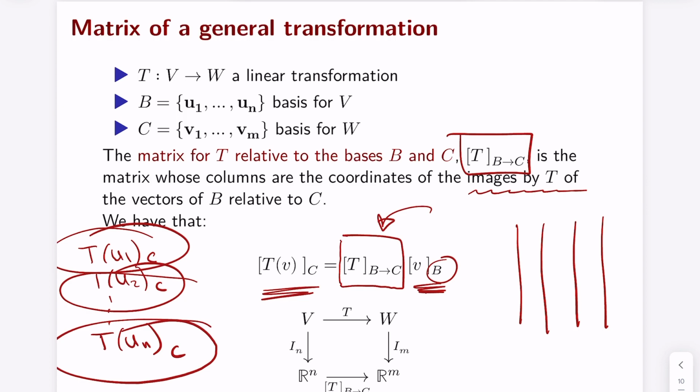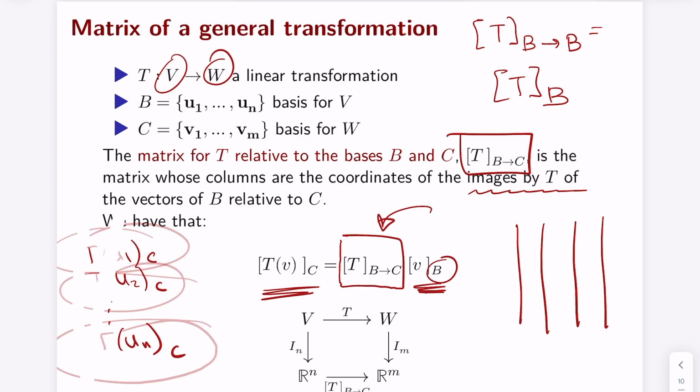Let's see an example. Just one more thing before, about notation. When the base is the same one, we will normally say the matrix for T in base B. So we write the base just once if it happens that the two spaces are the same and have the same base. But this is the more general formula for any spaces of any dimensions with any bases B and C.